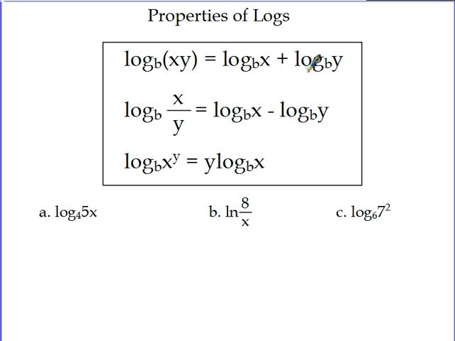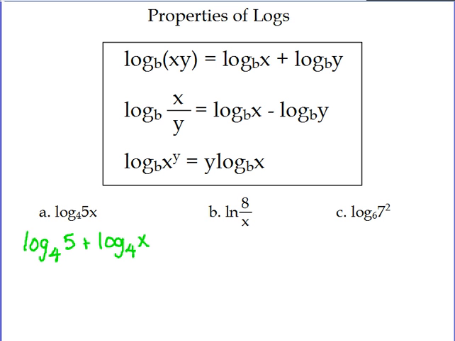The first two properties are very similar to each other. If I have multiplication happening inside of my argument, I can split that argument into two separate logs that I'm going to add together. Same if I have division, only instead of adding them, now I'm going to subtract those arguments. So if I wanted to rewrite letter A here, I would rewrite it as log base 4 of 5 plus log base 4 of x. So I've just split my argument, since it's being multiplied, into two separate logs. Notice the bases stay the same, and we're going to add them.